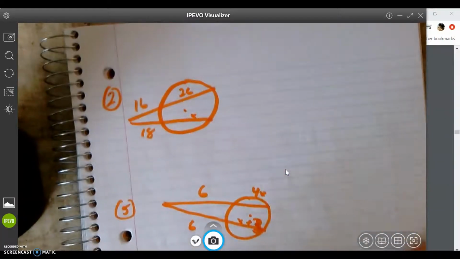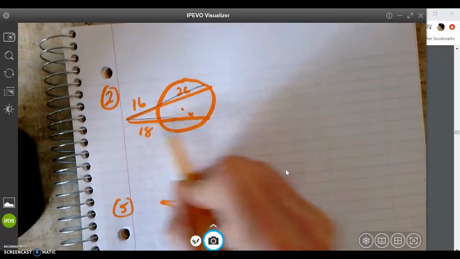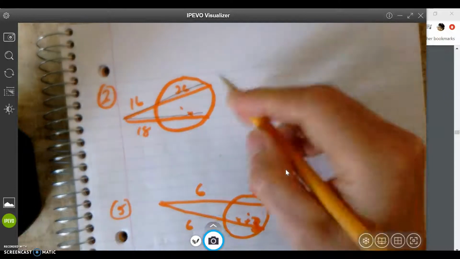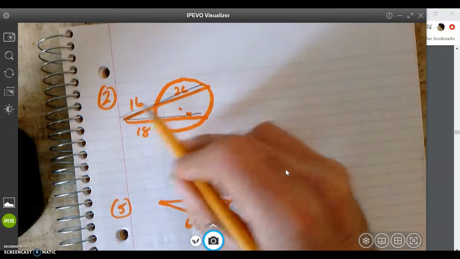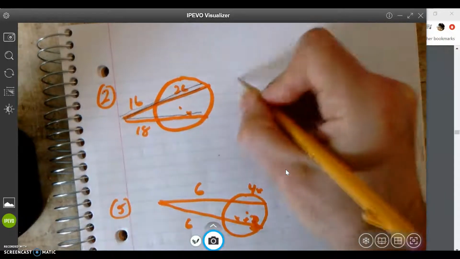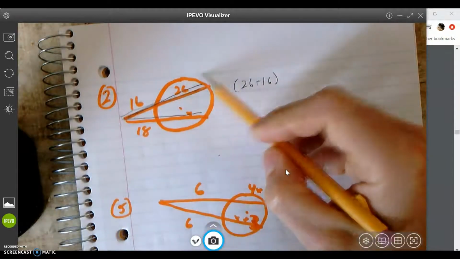Here's my number 2. So we have 2 secant lines. We got this and this, 2 secant lines. All right, no problem. So that would mean that the first part, if I'm looking at the secant line, I need this and this together. So I need the whole thing. So that would be 26 plus 16. That's the whole thing right there.